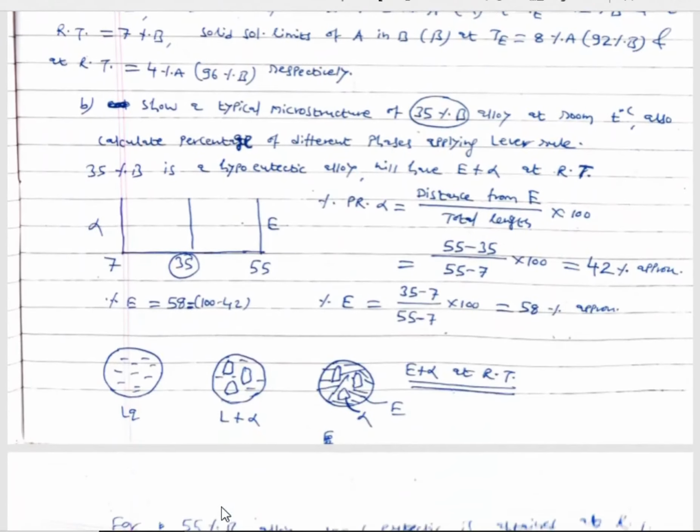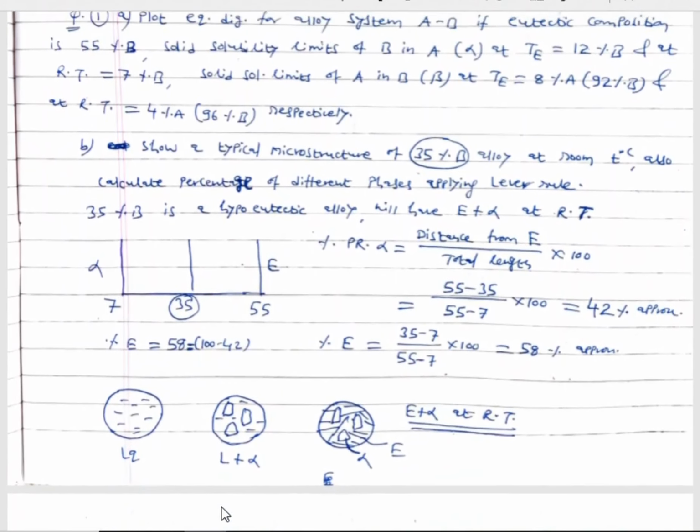So 100% liquid, L plus alpha, and eutectic plus alpha. Alpha will remain as it is and liquid will be converted into eutectic. So finally the third type of structure will be visible to you under the optical metallurgical microscope.